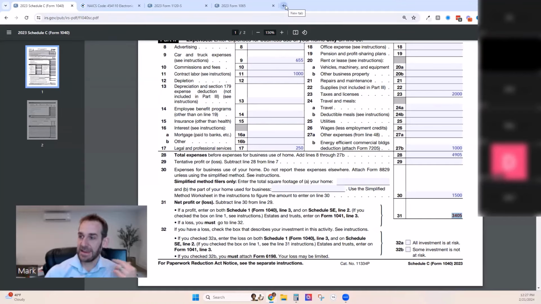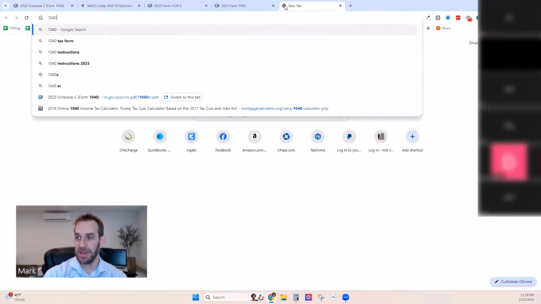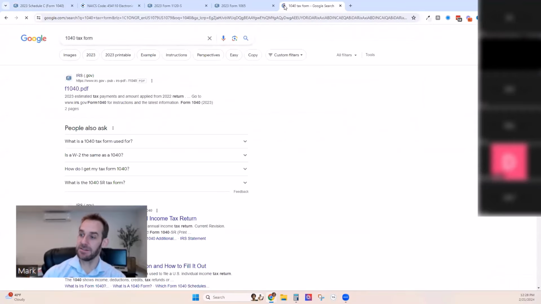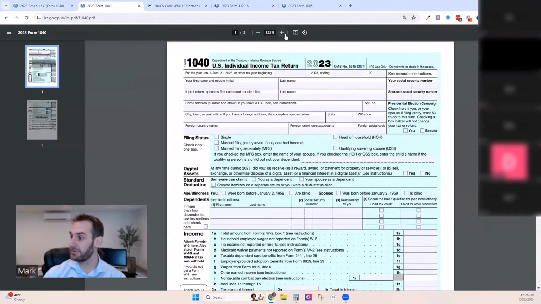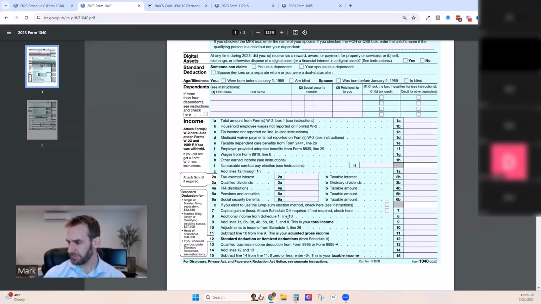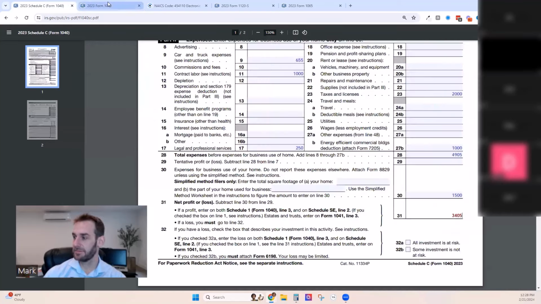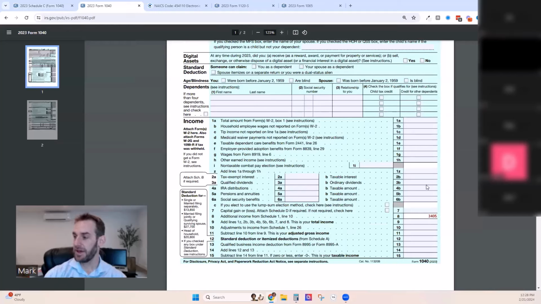3405 carries to what's called the Schedule 1, and from there, that carries to the 1040. I will just show you where. So that will carry to here, line 8. The 3405 is going to be added to your W-2 income and any interest, and it's going to yield your total income on line 9.